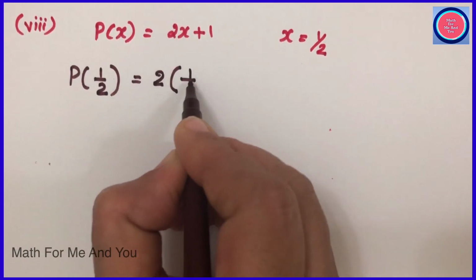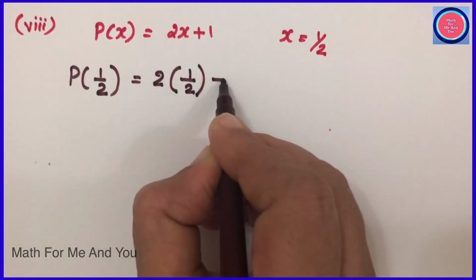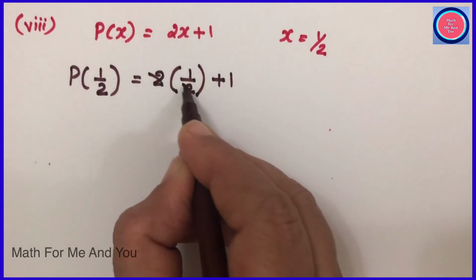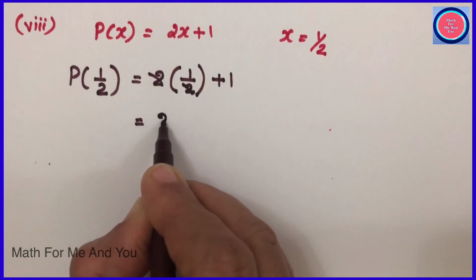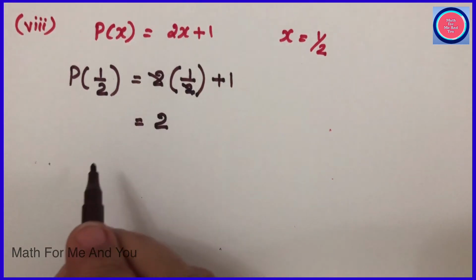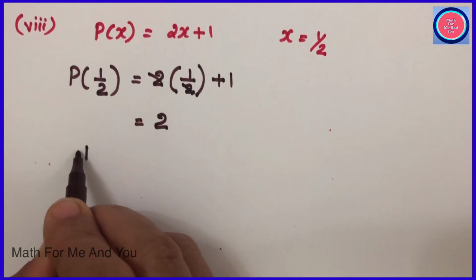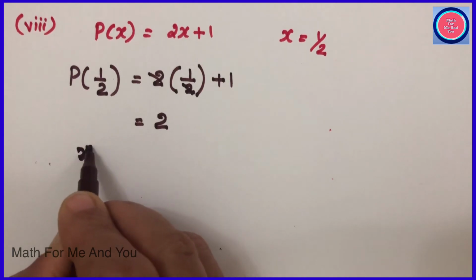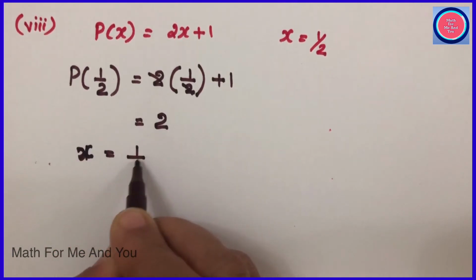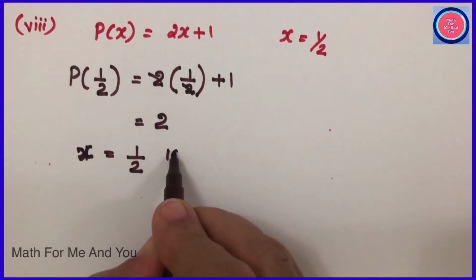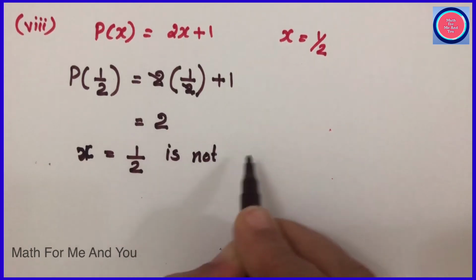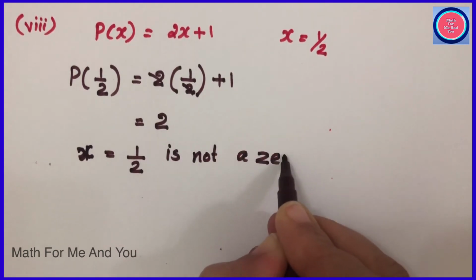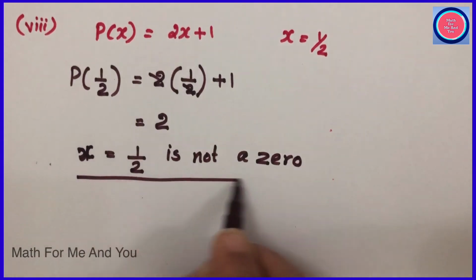So x becomes 1 over 2. That means 2x is 2 times 1 over 2, plus 1. 2 and 2 cancel. 1 plus 1 is equal to 2. What we get? At x equals 1 over 2, the polynomial is not equal to 0. That means x equals 1 over 2 is not a 0 of the polynomial 2x plus 1, because at this number the polynomial does not reduce to 0.